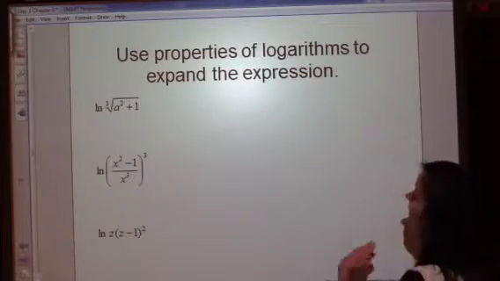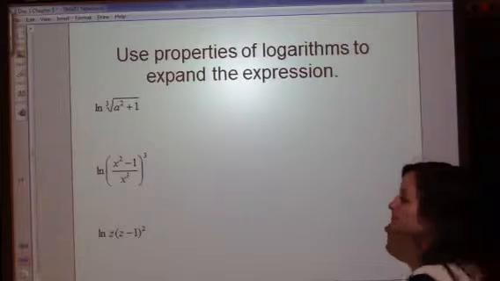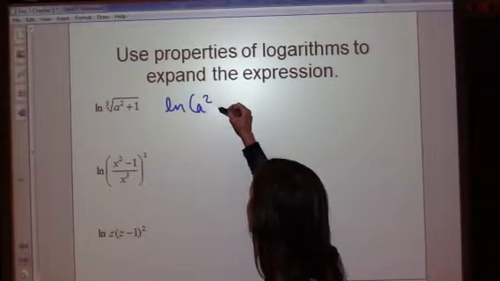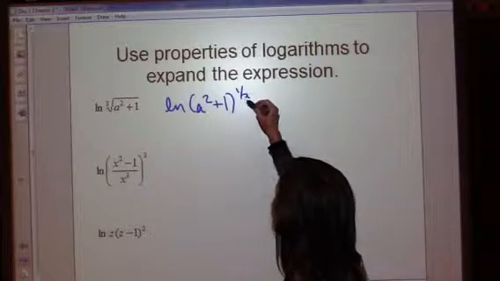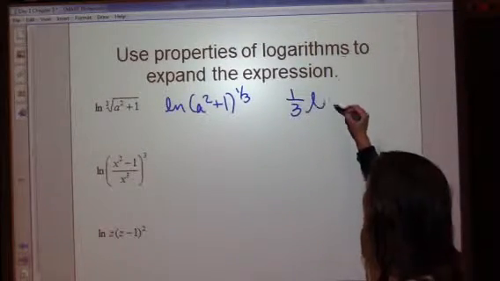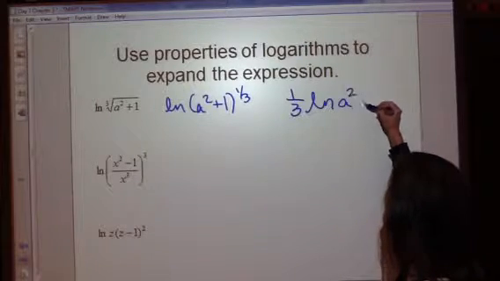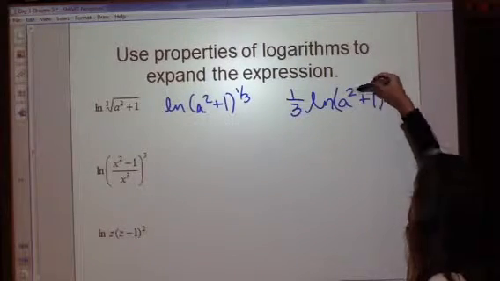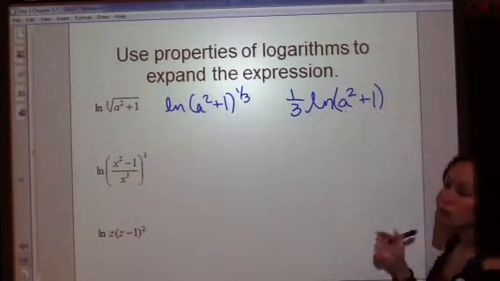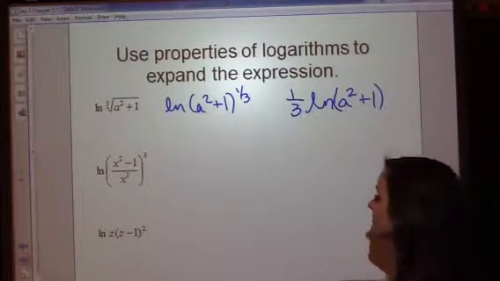So here, let's see if you can do these ones on your own. I would rewrite this as the natural log of (a squared plus 1) to the 1/3. So I would move the exponent out in front, the 1/3, and so I have the natural logarithm of a squared plus 1. That squared cannot go out in front because this whole quantity here is not squared, it's just the a, so you can't move it.